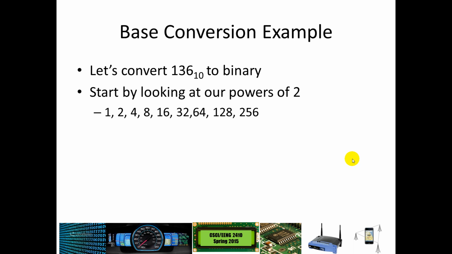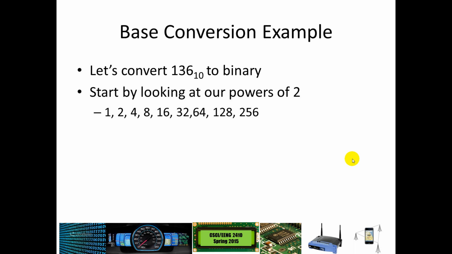This list could go on and on forever. But these are the relevant values we need to take a look at. So we know that 136 is greater than 1, greater than 2. We keep going. It's greater than 128. It is not greater than 256. So we know that in the 256 place, on out, all of those digits are going to be zeros.